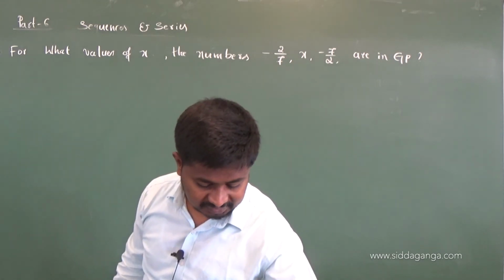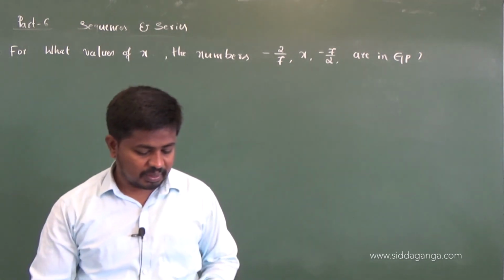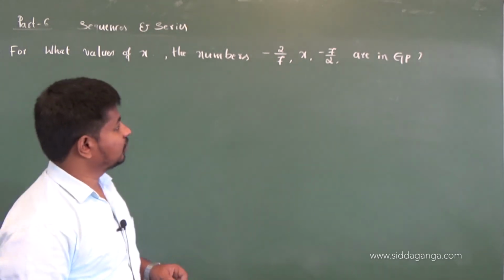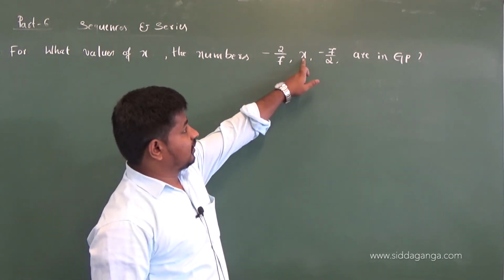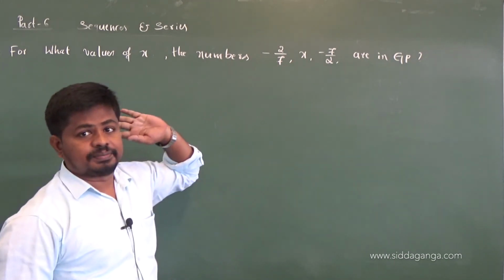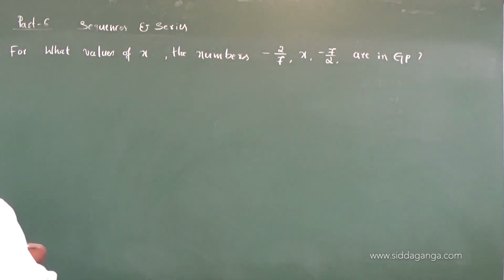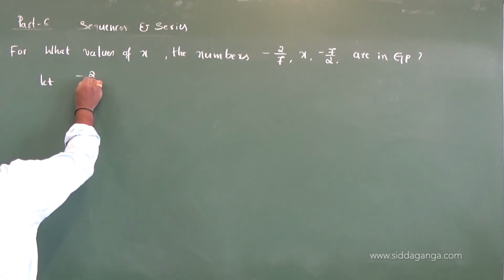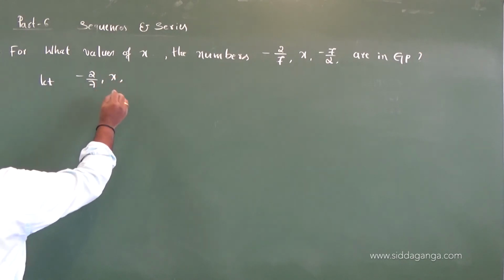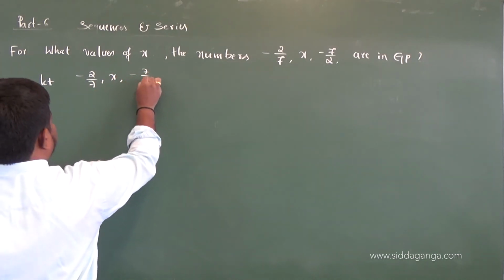X is some number we do not know. Question is, for what value of x these three are in GP? That is the question. We do not know whatever x. Now let x, minus 2 by 7, x minus 7 by 2 are in GP.